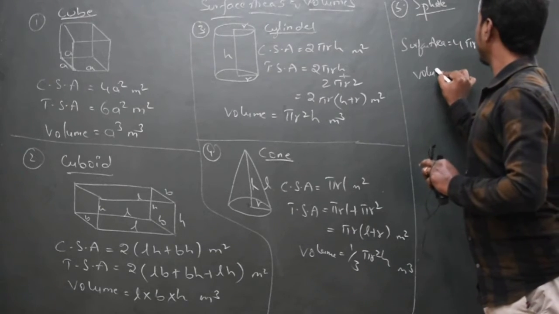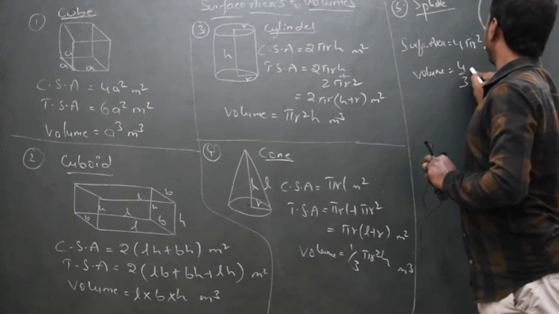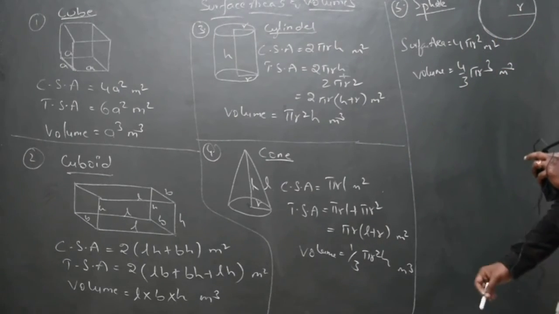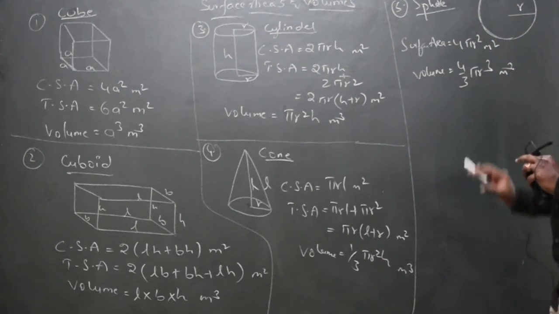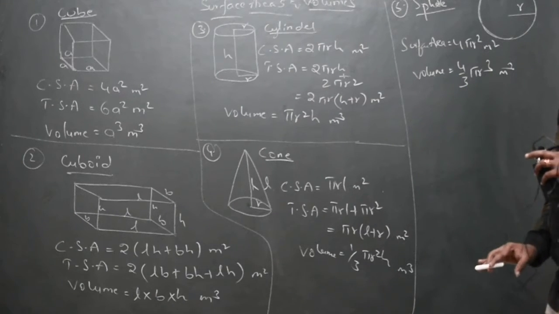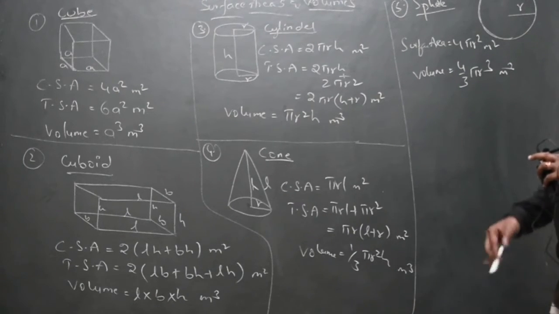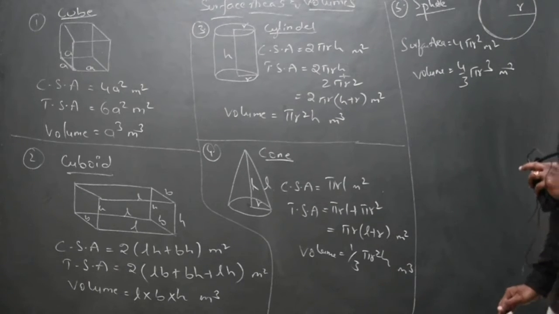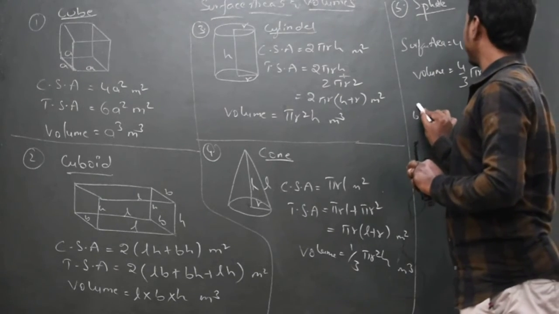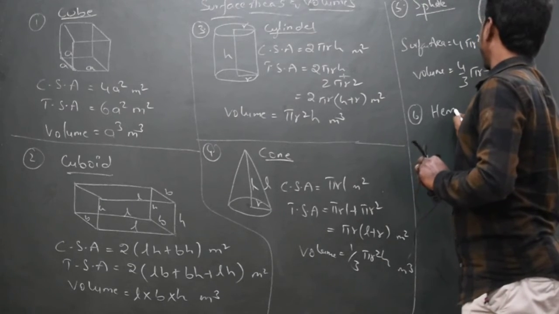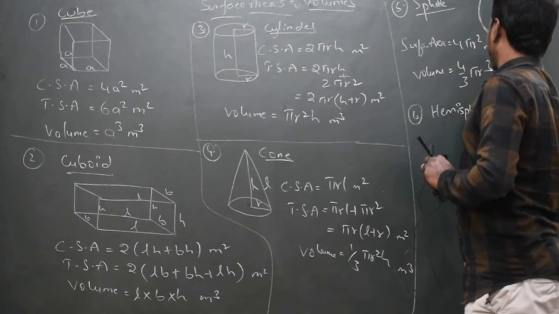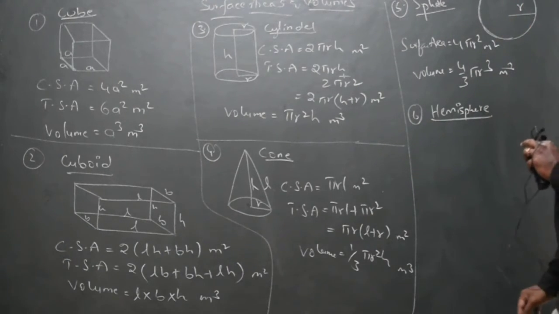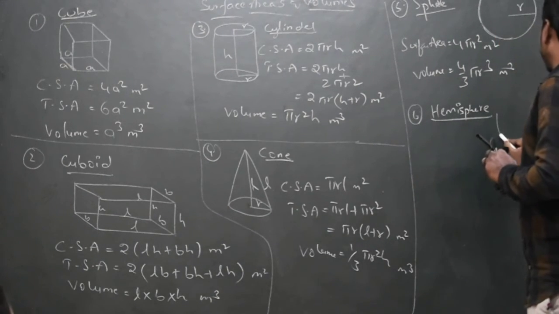Volume is given as 4 by 3 pi r cube meter cube. Okay. This is another way of approaching three-dimensional geometry. But as of now, we learn the formula as 4 by 3 pi r cube. Okay, right. Now, hemisphere. Okay. Now, hemisphere is something like this.